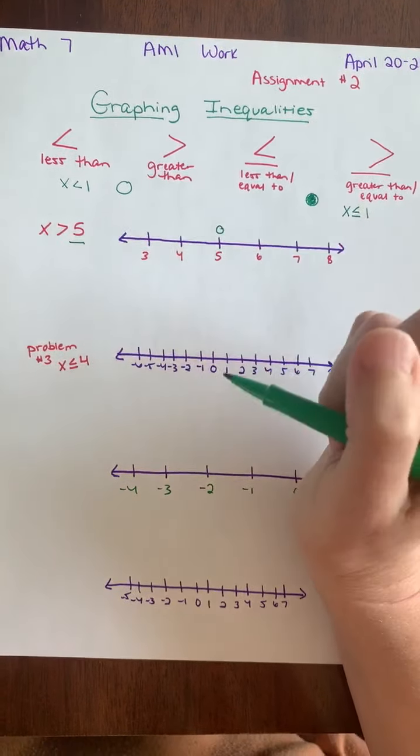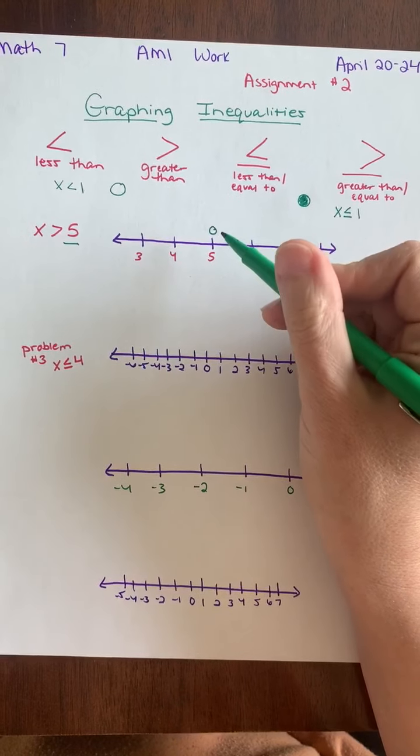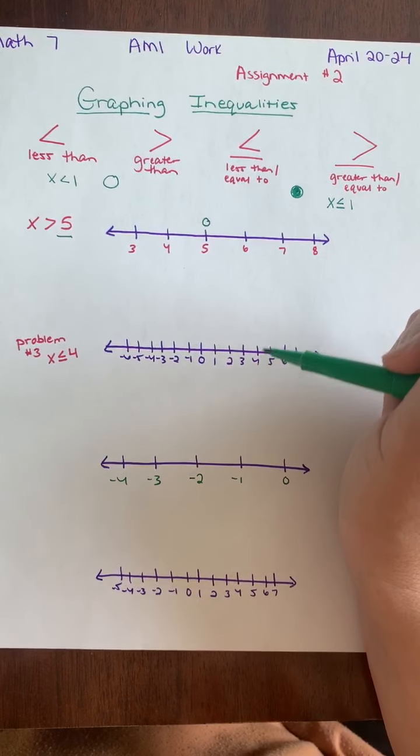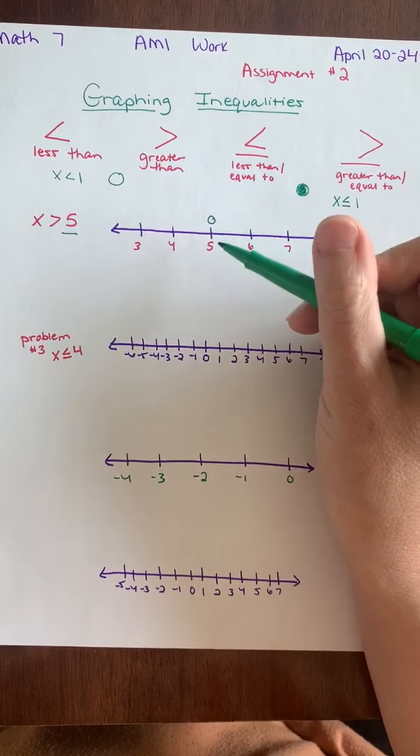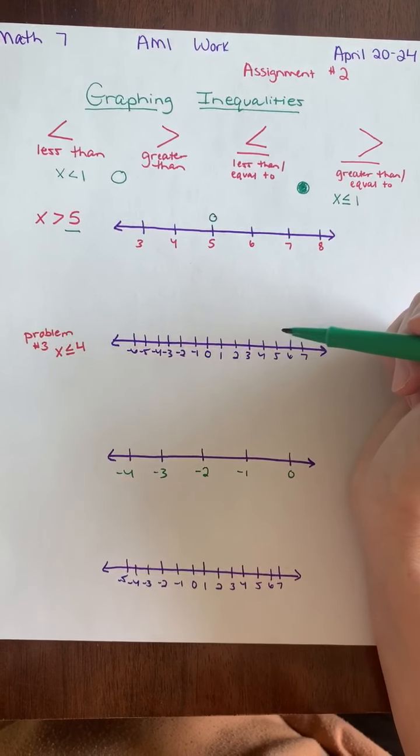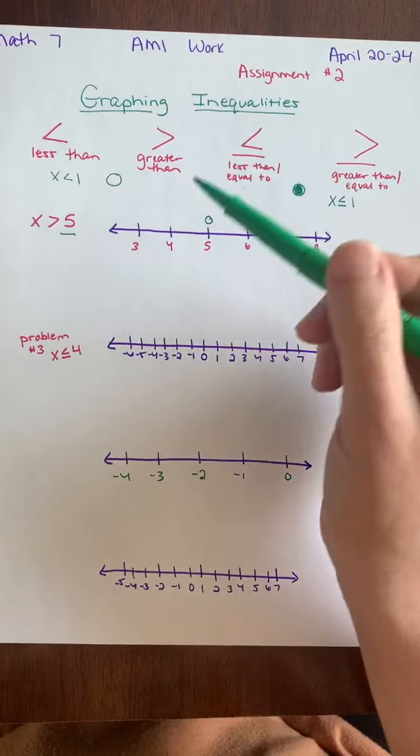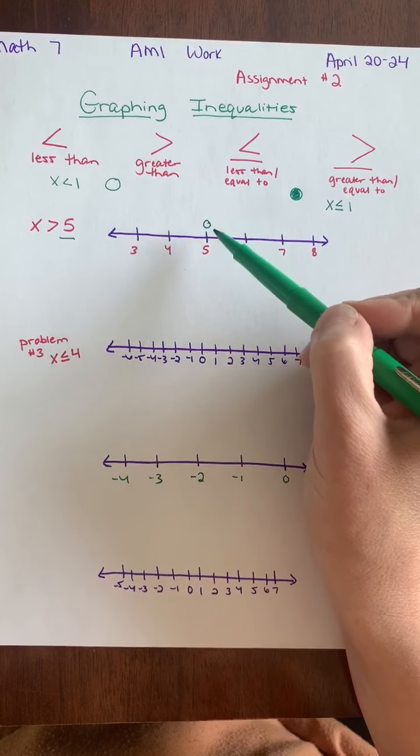So I'm going to go to 5, and since this is a greater than symbol, it's going to be an open circle. When we did this in class, we practiced graphing above the line. You'll notice on the worksheets they graph on top of the number line, but it's just easier to keep track of if you keep it above. So our 5 is where our open circle will be.